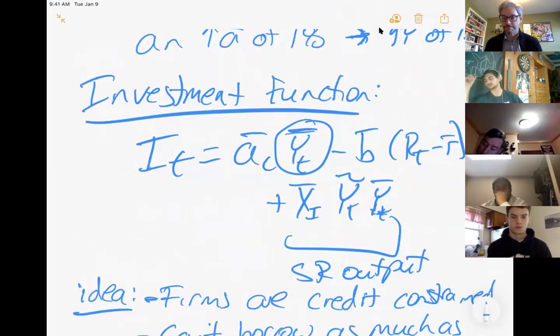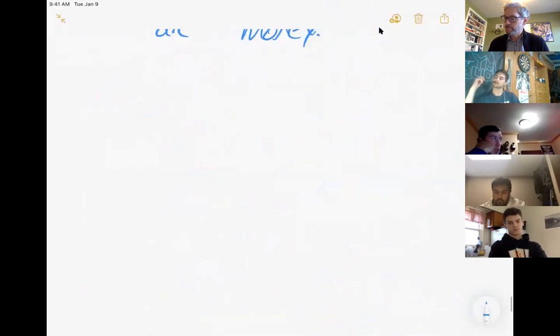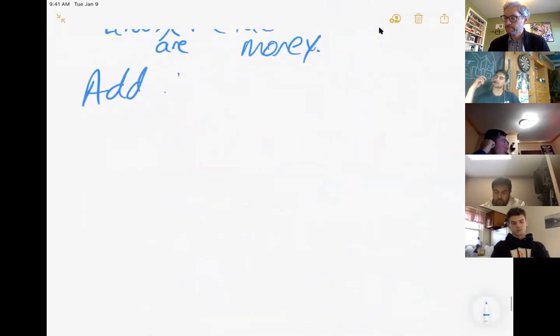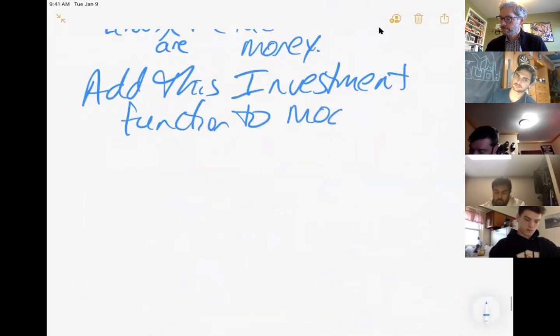And so what this consumption function, or I'm sorry, what this investment function suggests is that when firms see an increase in their current income, they want to invest more because that current income allows them to internally fund more investment projects that they couldn't get loans for previously. So if you add this to your model, what do you get?